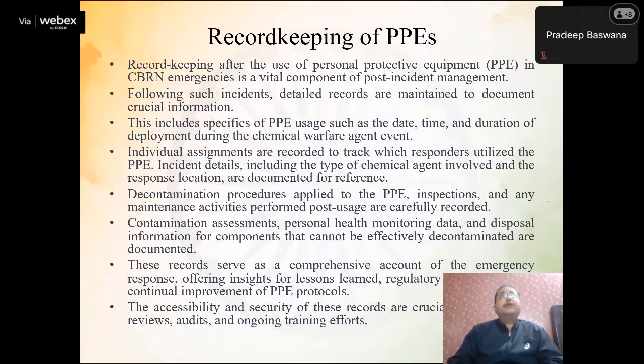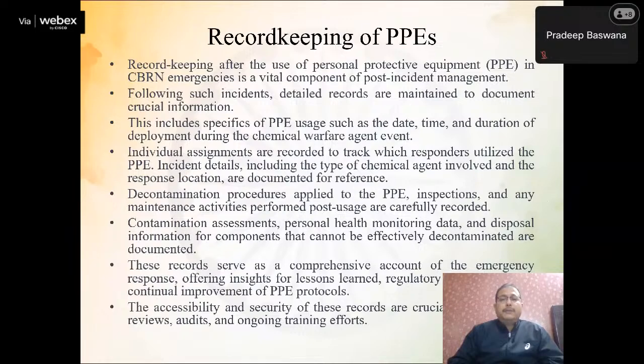It is a must that record keeping should be properly addressed. Record keeping after the use of personal protective equipment in severe emergencies, particularly for chemical and biological emergencies, is a very vital component of post-incident management. Following such incidents, detailed records should be maintained to document crucial information.